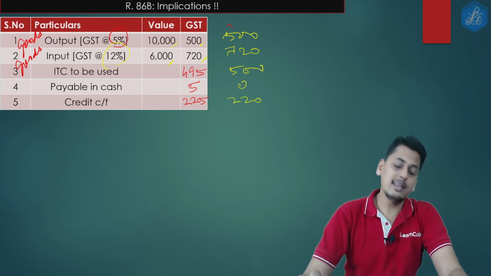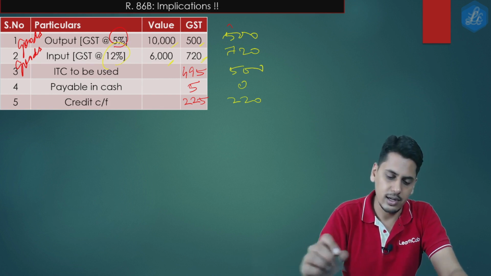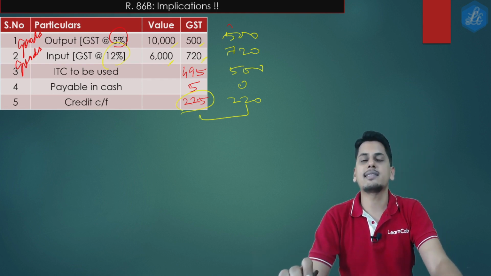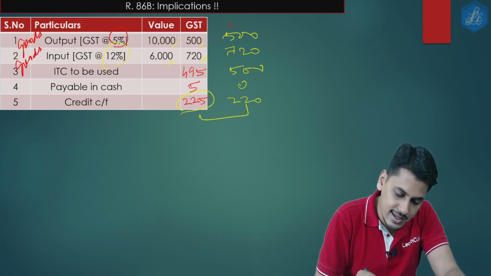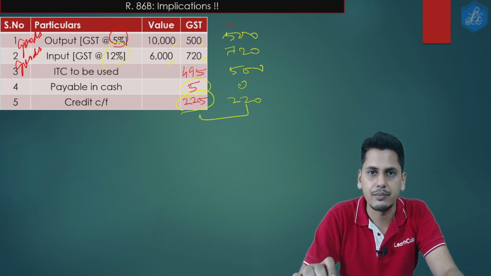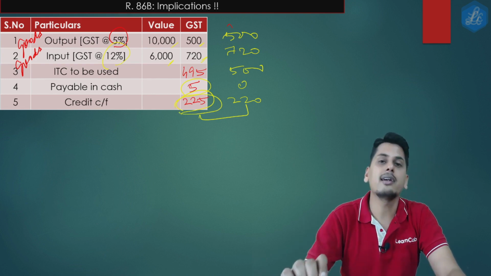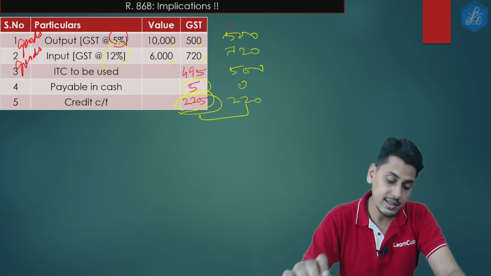So now friends, this person is also agitated. He says, what is the difference between this? Where 86B is applicable, 225 gets carried forward. This 225 is because he has invested 5 through his cash ledger. He has additionally invested a cash of 5 that gets accumulated as credit. So friends, this person is agitated.